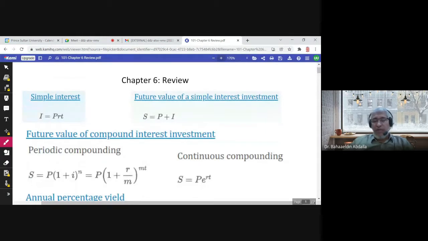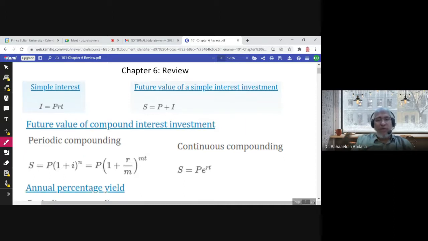This is a review of chapter 6. Let us first review the formulas in this chapter that we studied. Simple interest, I equals PRT, the principal, times the annual interest rate, times the number of years. And the future value of a simple interest is the principal plus the interest.